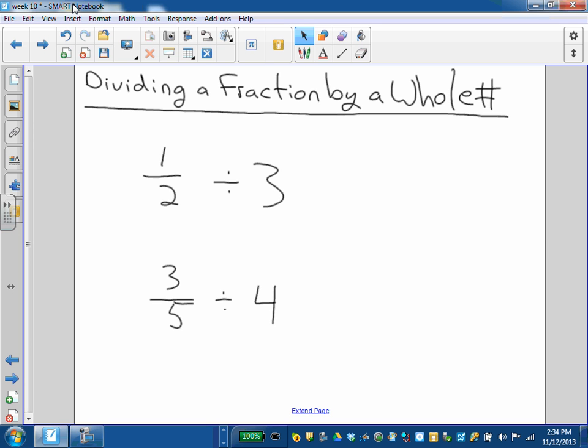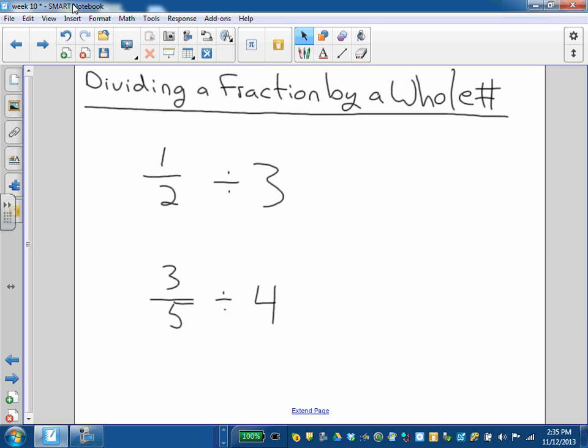Okay, we have 1/2. We want to break 1/2 into 3 equal parts. And then the second example, we have 3/5. We want to take 3/5 and break it into 4 equal parts. It's very similar to what we just did with the first part in the last video, but it's important that you see both sides of it so that you understand. So first, let's take a look at 1/2 divided into 3 parts.